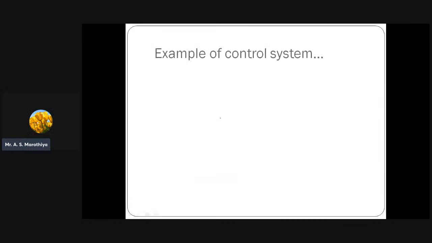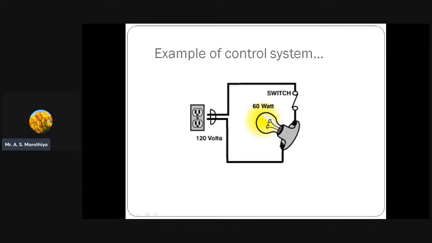Now, let us take the examples for control system. As we are dealing with the electrical and electronics domain, I'm going to take the example from the same domain. Here I have shown a picture where I have connected three components in series configuration. First one is the source of value 120 volt, second one is the switch, and third one is the lamp, or you can say bulb. Now these three components are connected in series configuration.